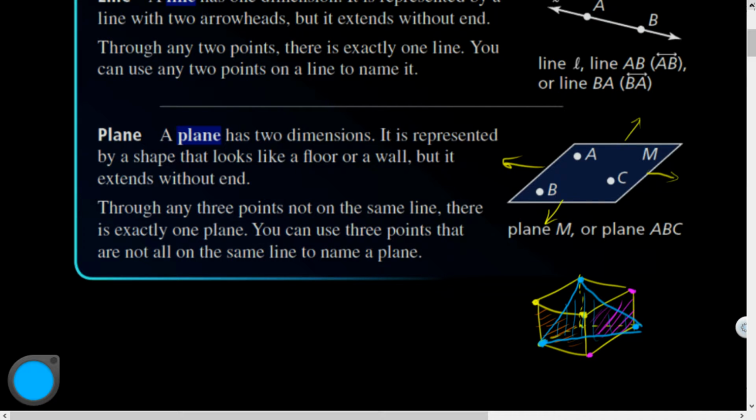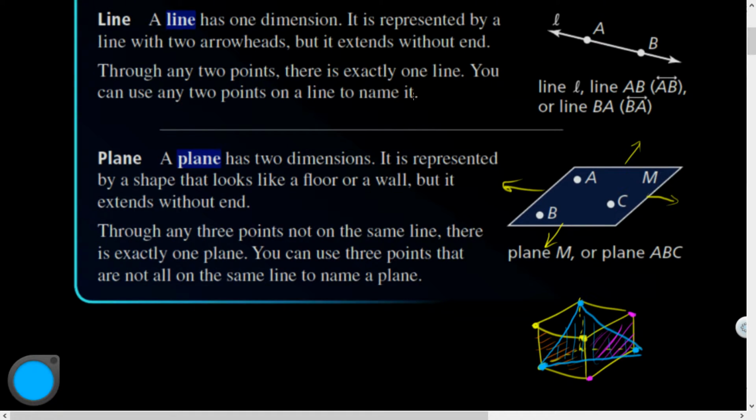And also, I skipped over it, but through any two points, there is exactly one line. You can use any two points to name a line. So here's AB, I could call it line AB, or AB with a little hat on it with the two arrows. It could be line BA, or BA with a line symbol over it. You can also name a line using a cursive lowercase letter. So I could also just say line L if I don't want to describe it based on the points that it happens to contain.